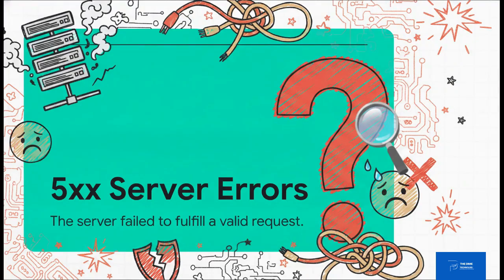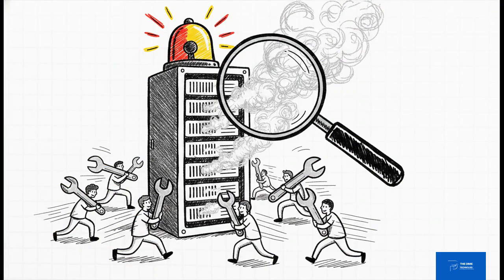The definition for the 500 family is pretty stark. The server failed to fulfill a valid request. The client asked for something legitimate, they had the right permissions, the payload was absolutely perfect, and our infrastructure just failed to process it. For most of us, this is where the real panic usually sets in. I really want to pause on this stark reality for a second. Most major production incidents begin right here.